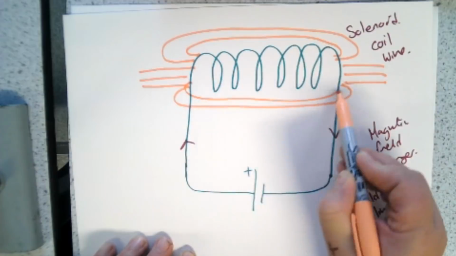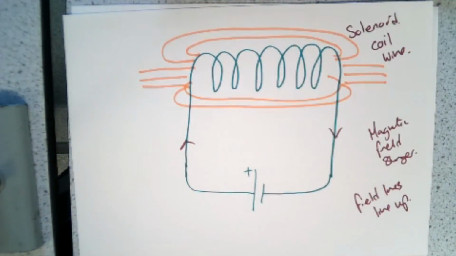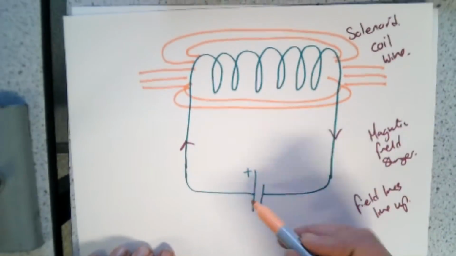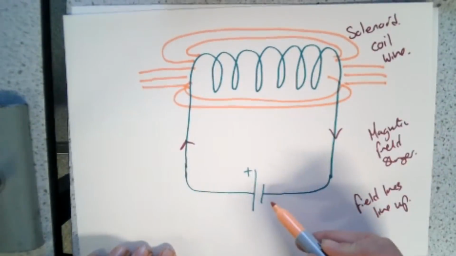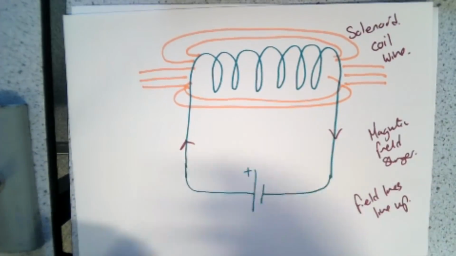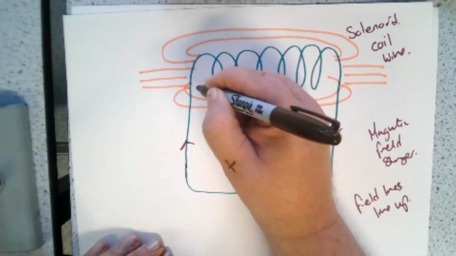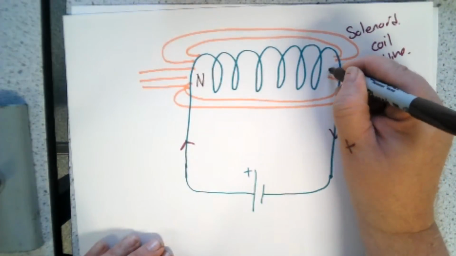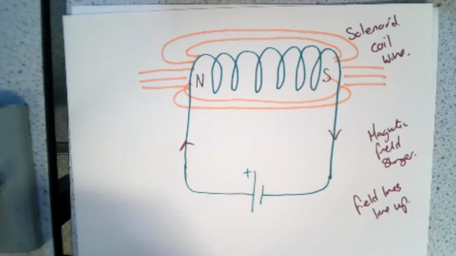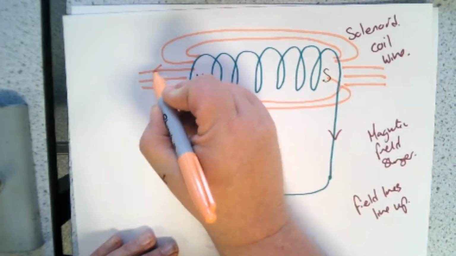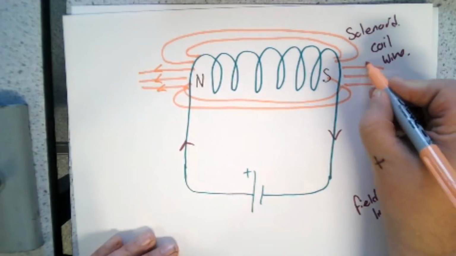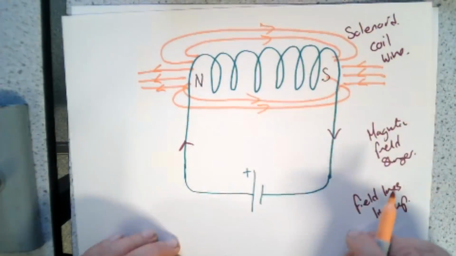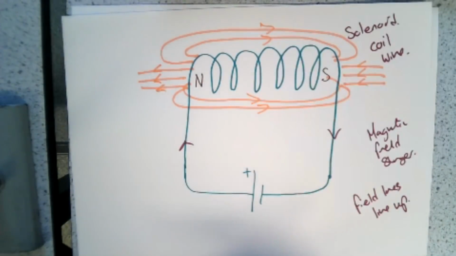Now, the important thing to remember is all about current. So our current is flowing in this direction. So it's flowing from the positive back to the negative. So because it's flowing from the positive back to the negative, the side that is positive becomes a north pole, and the side that is negative becomes a south pole. So when we draw our arrows, they come out of the north and go into the south. Okay, that's how we would draw our magnetic field lines on there.